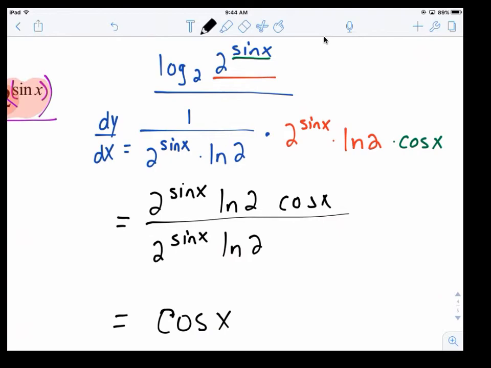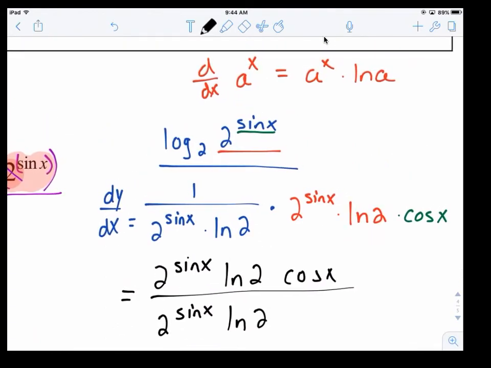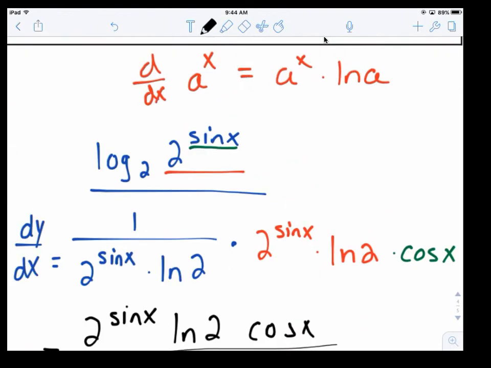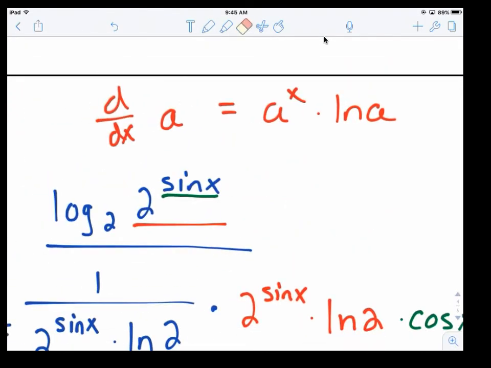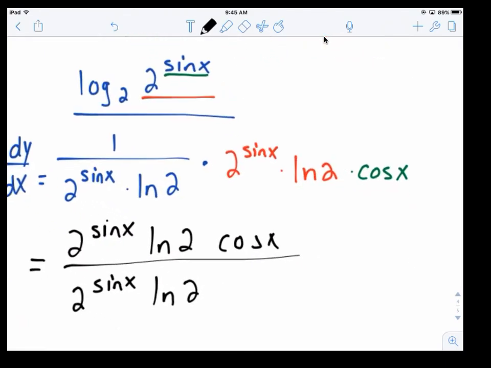Yeah, you can do that. Right, so if this was like a to the u, you'd have a to the u times the ln of the base times the derivative of the exponent. That's what we did right there.